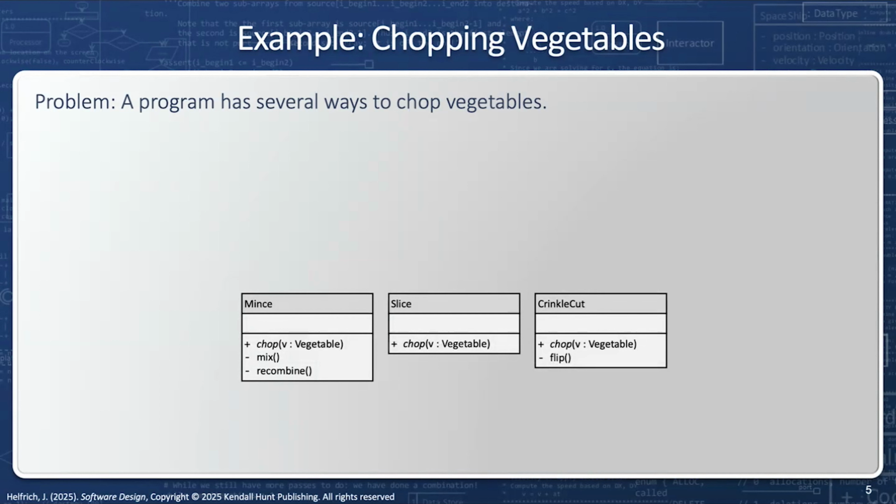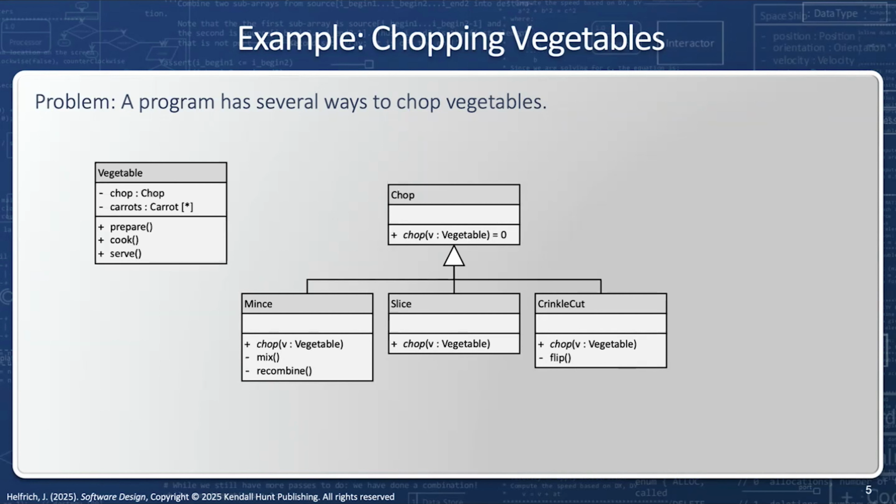Now, what's similar about all three of these concrete strategies? Well, they all have the same interface, and that's called chop. And they're all related by inheritance. Now, the client is called vegetables, and chop will have an instance of vegetable because it will pass it as a parameter, but vegetable will contain by composition one chop class.